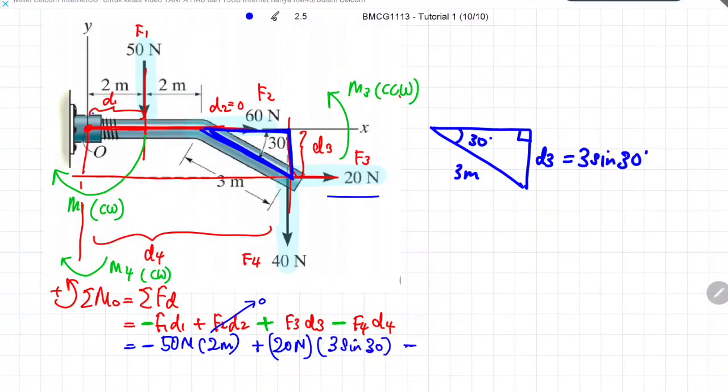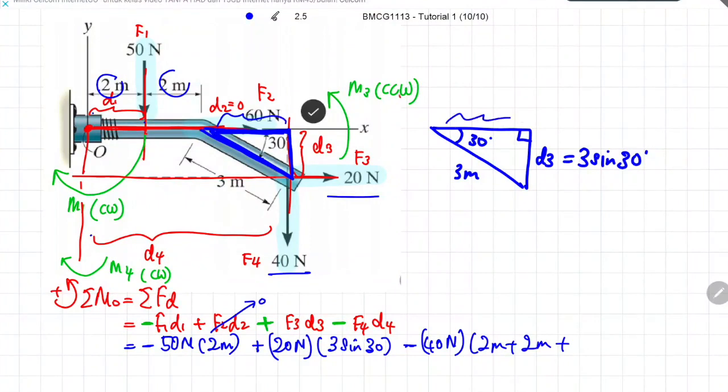Minus with F4, our F4 is 40 Newton and multiplied with D4. Berapa D4 dia? So you know D4 is actually summation of 2 meter campur 2 meter campur this particular length of this triangle. So the length of this triangle can be calculated by multiplying 3 meter with cos 30.